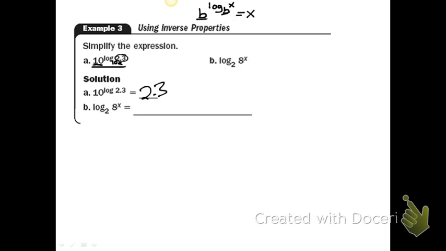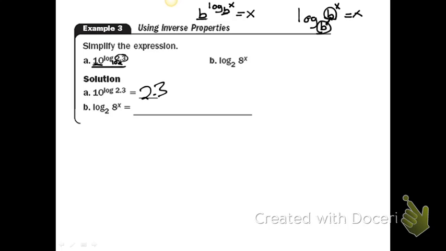On the other hand, the other composition we did was if we had the log with base b of b to the power x, we got x. Again, the key is that the base of the log and the base of the exponent in the log both have to match.